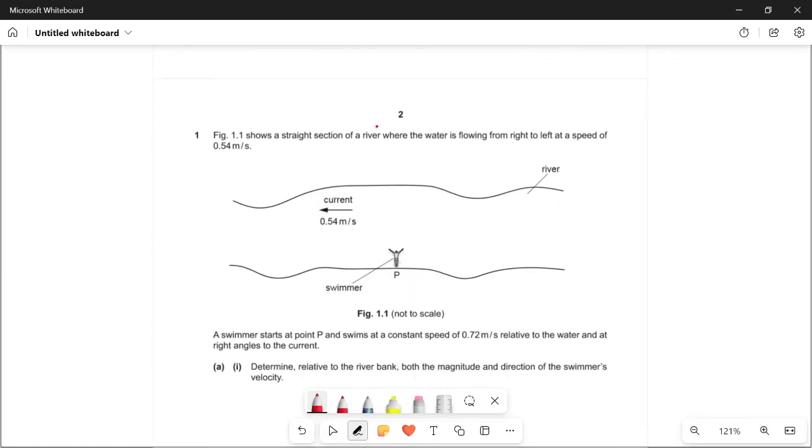Question 1. Figure 1.1 shows a straight section of a river where the water is flowing from the right to the left at a speed of 0.54 meters per second. So the water is flowing from the right to the left, meaning this direction.